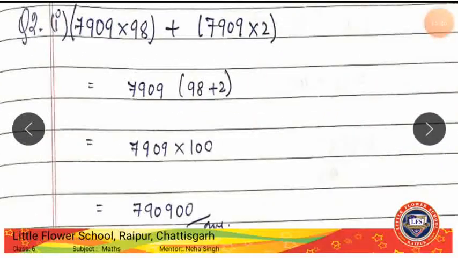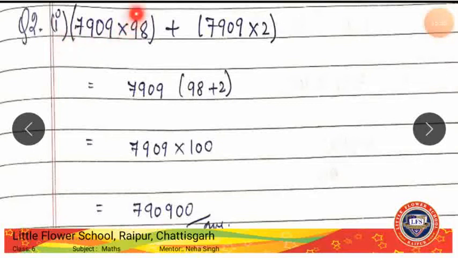So here comes the first question. 7909 into 98 plus 7909 into 98. Now if you are going to solve it as the question is given, first we'll multiply these two numbers, then we'll multiply this, and then we are going to add, right? But we are not going to do this in this question. Why? Because we can see we can make our calculation simpler.